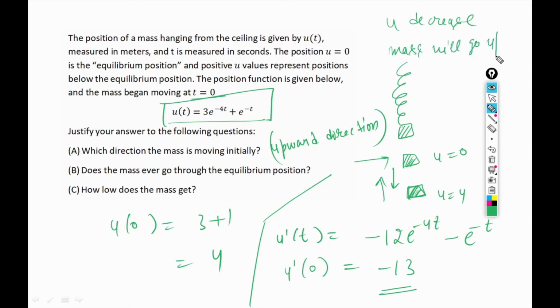Why is that? Because a positive value of u represents a position below the equilibrium position. So if u decreases, then the mass will go up. If u increases, the mass will go down. Since u dash 0 is negative and u is decreasing at t equals 0, that means initially, at t equals 0, the mass will go in the upward direction.